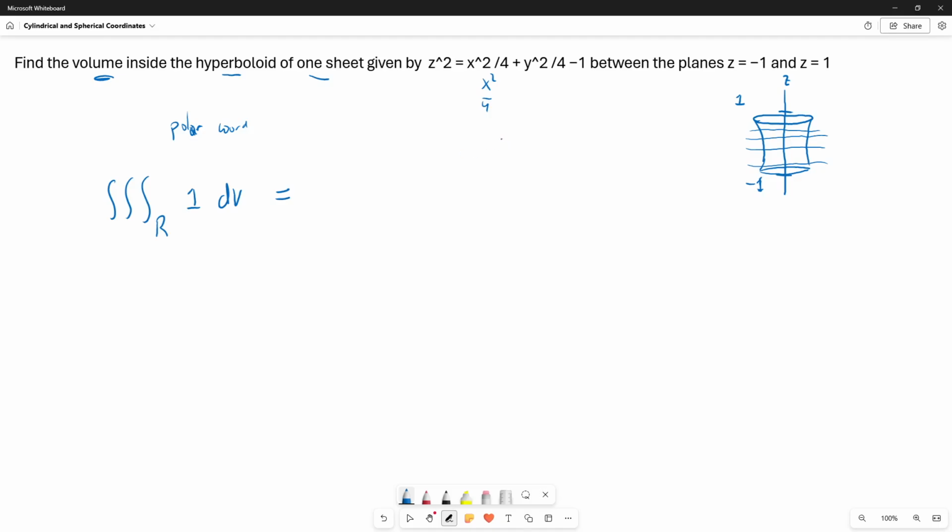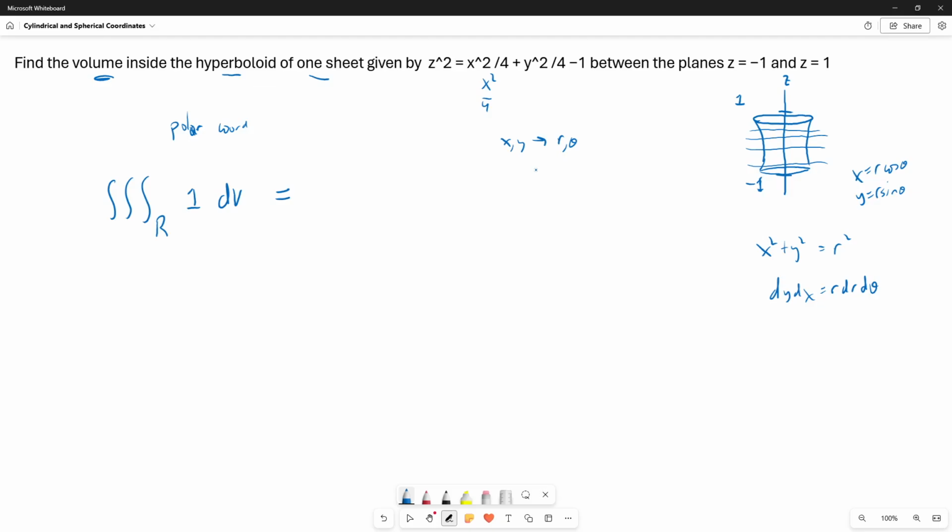So for x and y, we're going to use r and theta, polar coordinates. X squared plus y squared is r squared. Remember, x is r cosine theta, y is r sine theta. Everything follows from that. And dy dx is r dr d theta when you do a polar coordinate transformation.